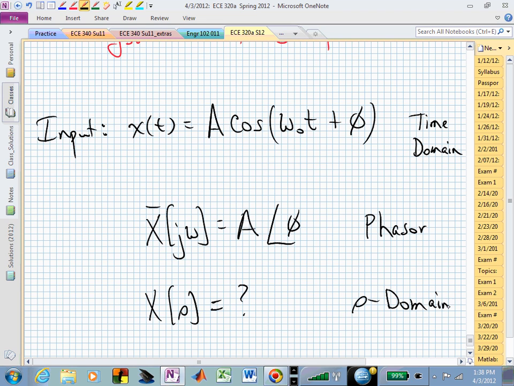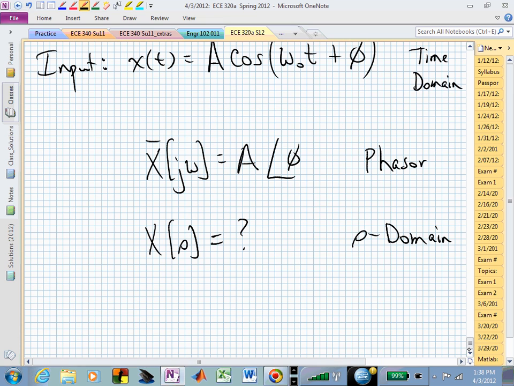What is the Laplace transform of x of t? We can find that if we simply remember what the cosine of a plus b is. Just use the sum of angles formula for the cosine, and then we will end up with a cosine omega naught t and a sine omega naught t, and I'm assuming that we know how to Laplace transform those pieces.